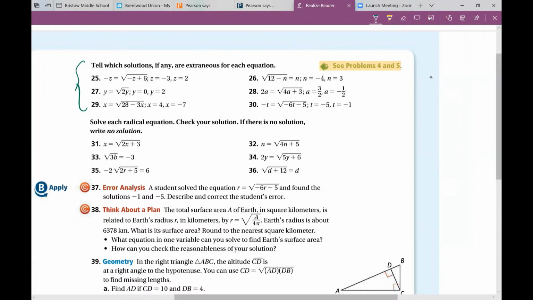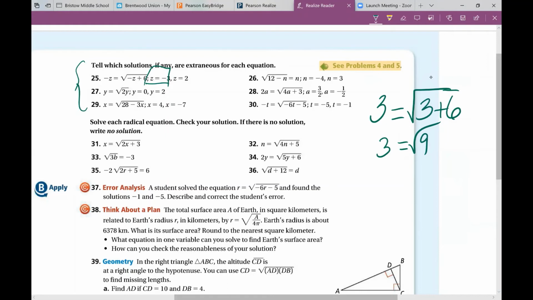So I'm going to do 25. I'm going to take each solution separately, plug it in, see if it works. So I'm going to start with -3. If I plug that into -z, that means the opposite of z, and the opposite of -3 is 3. So that's what I'm going to get on the left. On the right, if I plug in -3 for negative z again, I get 3. And 3 plus 6 is 9, and the square root of 9 is 3, so this one is a solution.